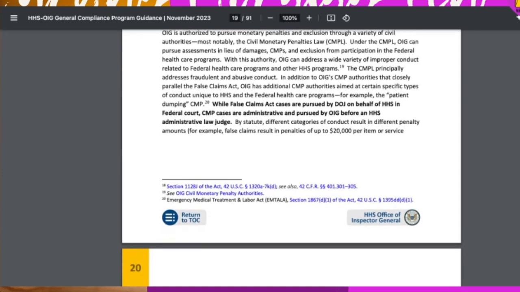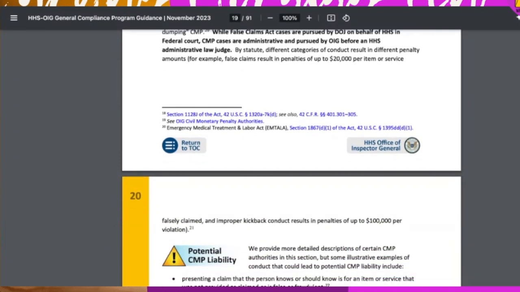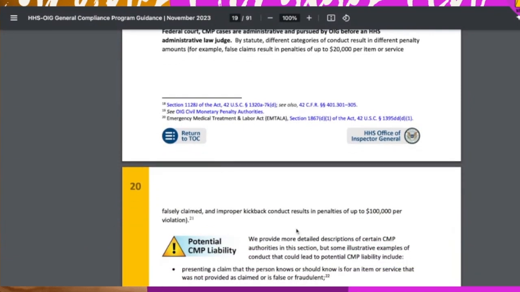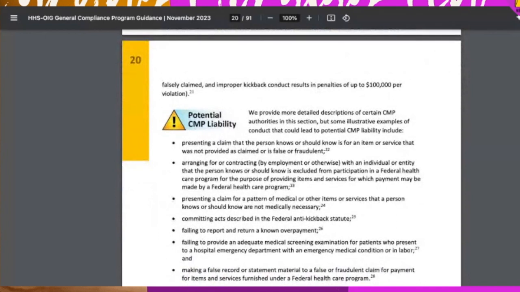So by statute, different categories of conduct result in different penalty amounts. For example, false claims result in penalties of up to $20,000 per item or service falsely claimed, and improper kickback conduct results in penalties of up to $100,000 per violation. Here are some things that could lead to CMP liability. Presenting a claim that a person knows or should have known is for an item or service that was not provided as claimed or is false or fraudulent. Oh, we talked about this recently.